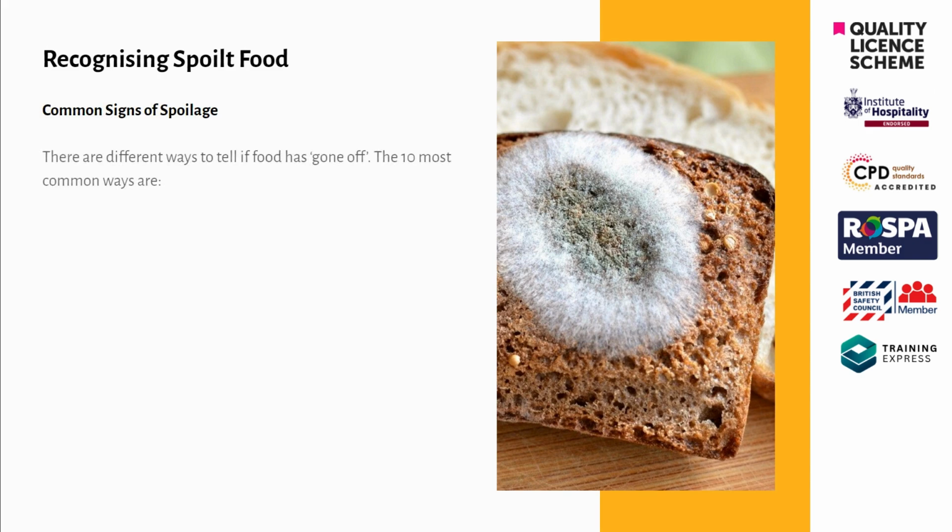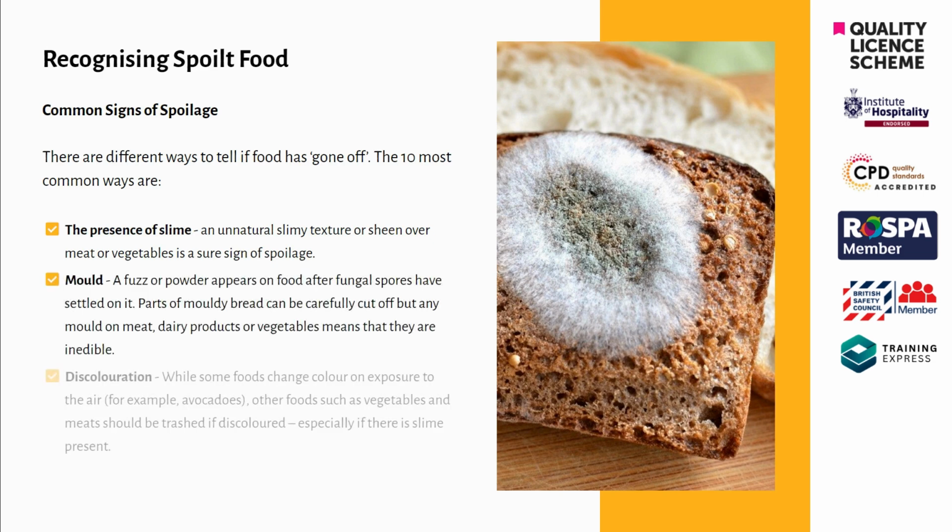Recognizing spoiled food. Common signs of spoilage. There are different ways to tell if food has gone off. The 10 most common ways are the presence of slime. An unnatural slimy texture or sheen over meat or vegetables is a sure sign of spoilage. Mold. A fuzz or powder appears on food after fungal spores have settled on it.